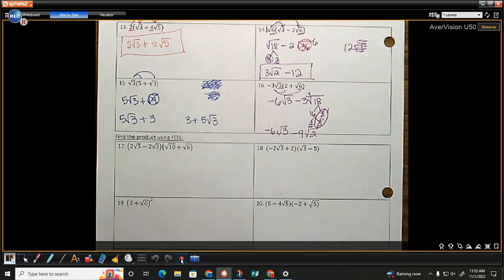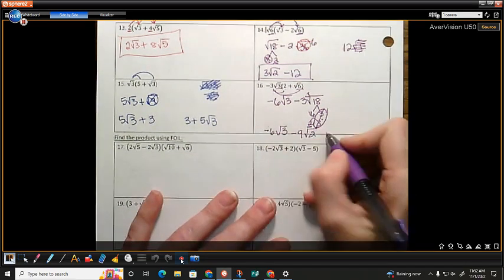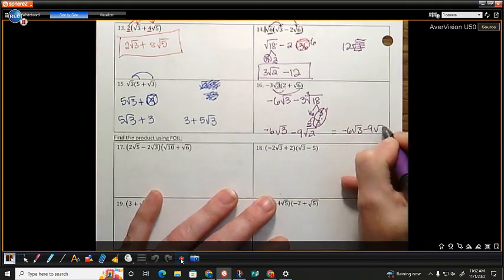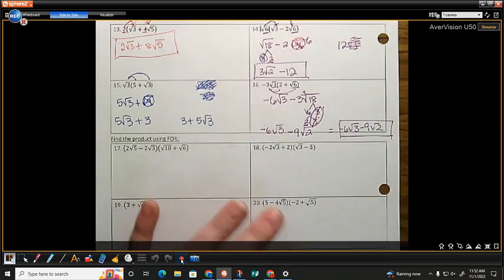Are these like terms? Yes. I heard yes and I heard no. That was not very helpful. Yes. Oh, they are like terms? No. No, they're not. And so you're just going to have negative 6 root 3 minus 9 root 2 as your answer, and that's the most simplified form you can get.